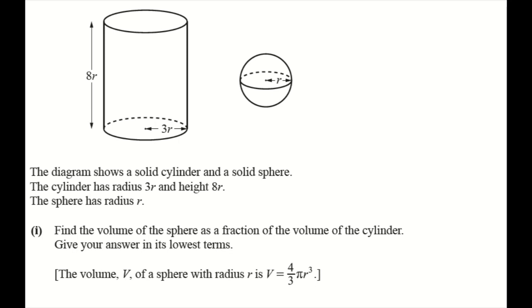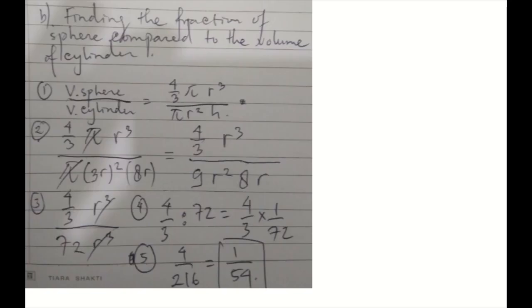Now we've also given the formula of the volume of the sphere here. I see some of my students actually already know the concept, but they have some flaws in the algebraic manipulation. As you can see here, I directly divide the volume of the sphere over the volume of the cylinder, which is 4 over 3 pi r cubed over pi r squared h.